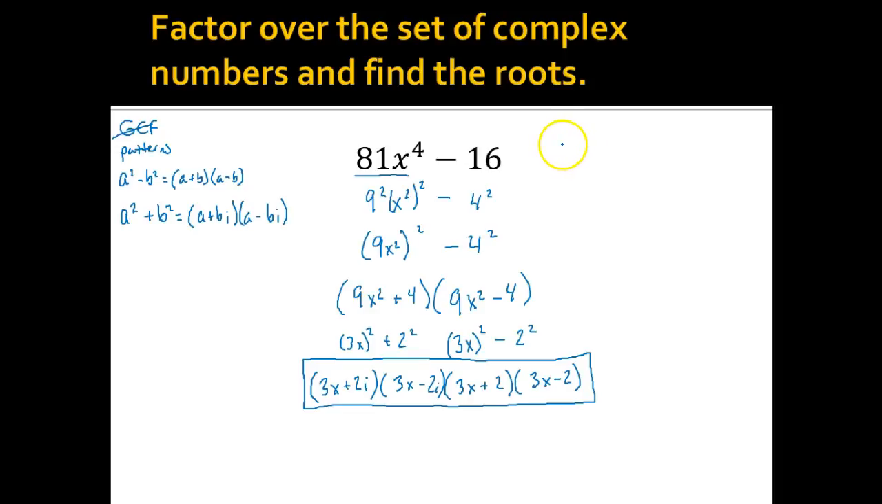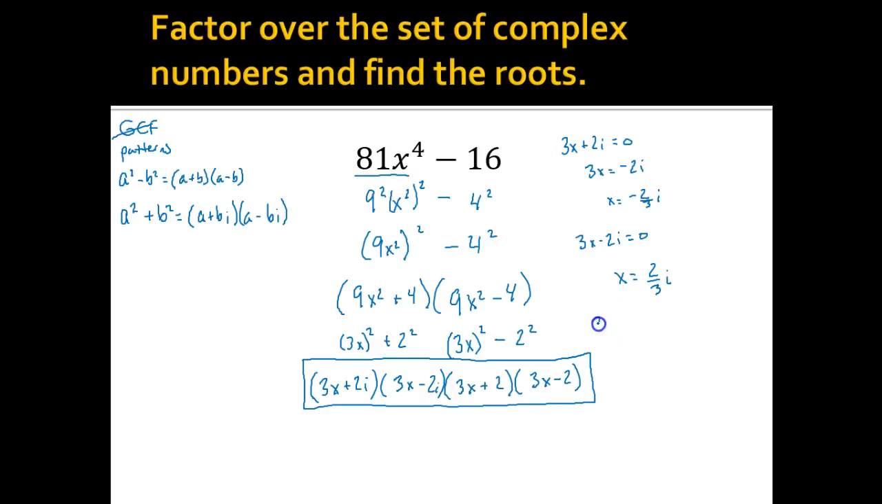That is the roots. So the first one, 3x plus 2i equals 0. We're solving for x, so we subtract 2i, 3x equals negative 2i, and divide by 3, x equals negative 2/3 i. Okay, second factor, 3x minus 2i. We'll go through the same steps, add 2i, only this time we're adding 2i instead of subtracting 2i, divide by 3, and x equals positive 2/3 i.